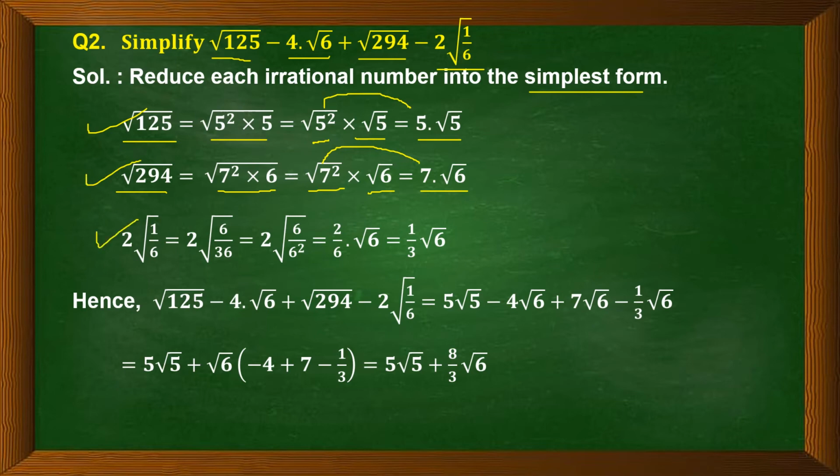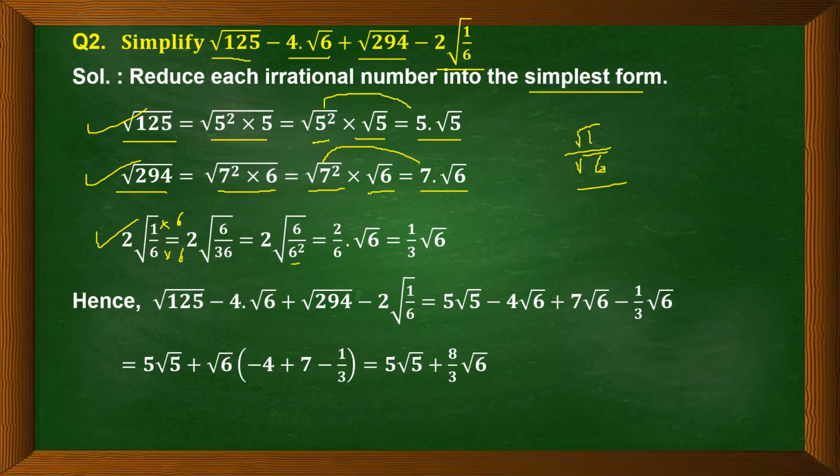Now we have 2 root of 1 by 6. Actually it is root of 1 upon root of 6. So basically we have to rationalize the denominator, that is root 6. So we shall multiply by root 6 in the numerator as well as denominator. So we shall get root 6 upon 36.